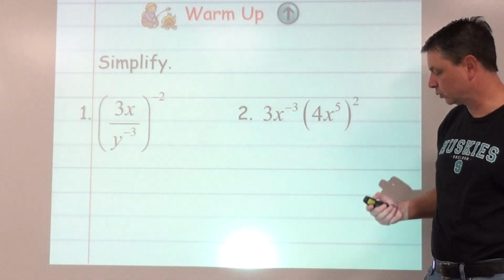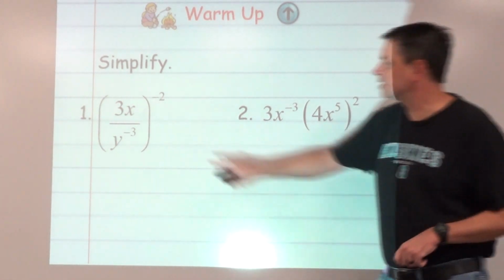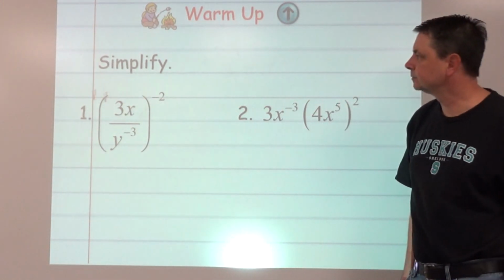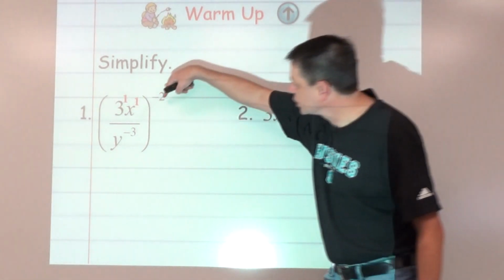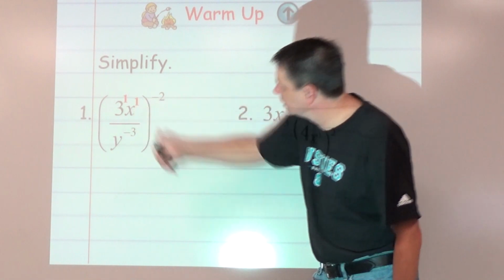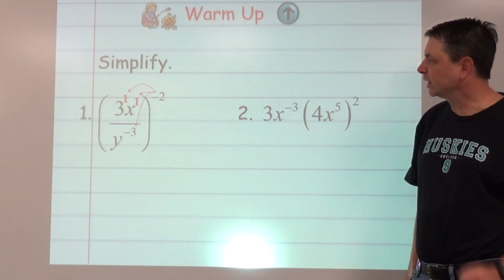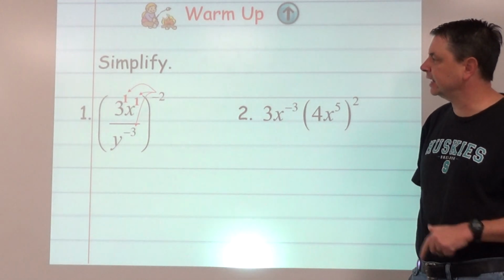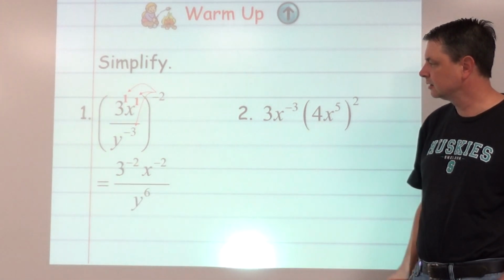All right, number 1, we're going to start with rule to live by number 1. If it's missing an exponent, it gets a 1. So both the 3 and the x. Now we'll distribute the exponent. So we get 3 to the negative second, x to the negative second, y over y to the positive sixth.